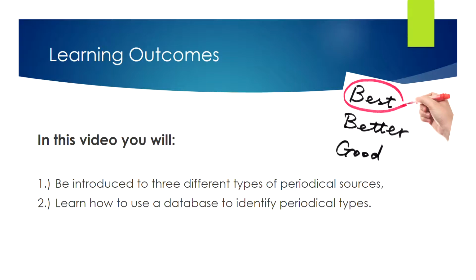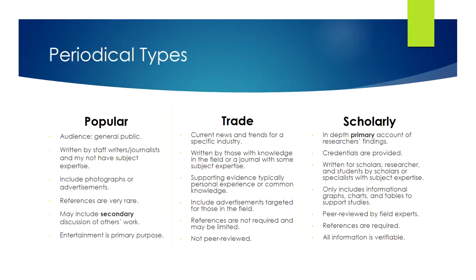So at the end of this video, you'll be introduced to 3 different types of periodical sources, and then you'll also learn how to use a database to identify them by type. So there are essentially 3 types of periodical sources, and periodicals are just something that comes out periodically, like a magazine or a journal, things of that nature. So we have 3 types: popular, trade, and scholarly.